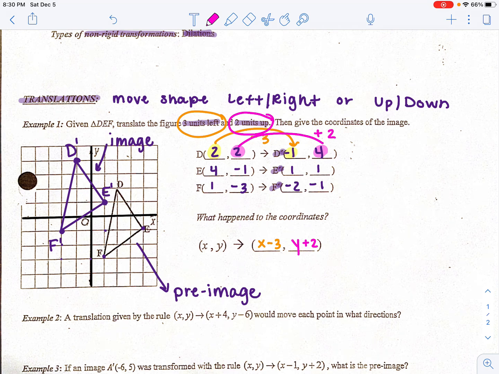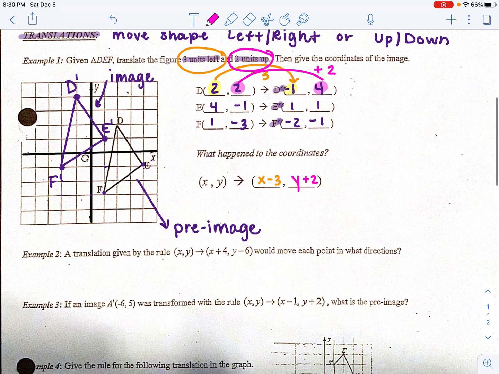So if it's X minus number, you're going to be going left. If it's Y plus a number, you're going to be going up. If it's X plus a number, you're going to be going to the right. If it's Y minus number, you're going to be going down. So here's another example here. It says a translation rule is given.